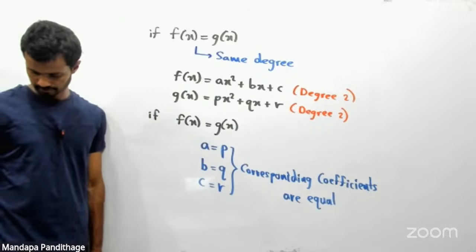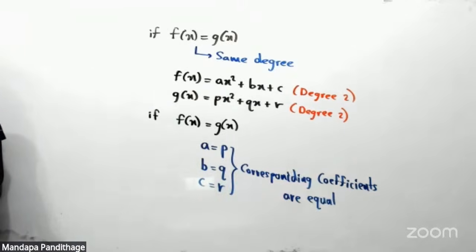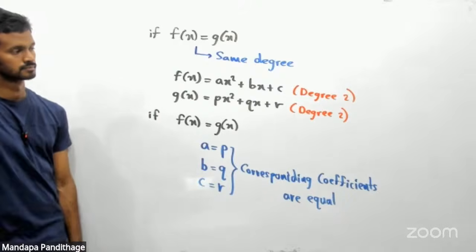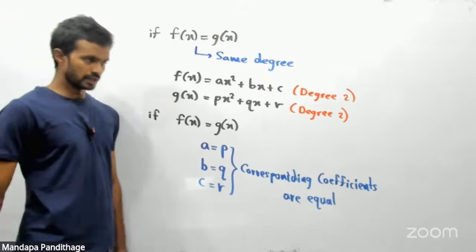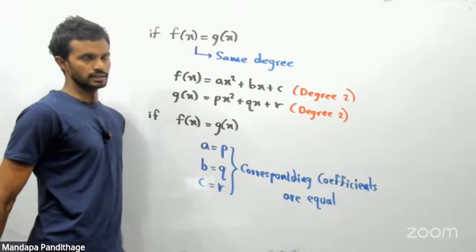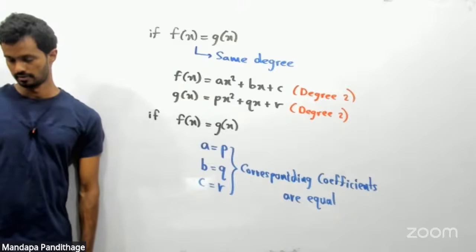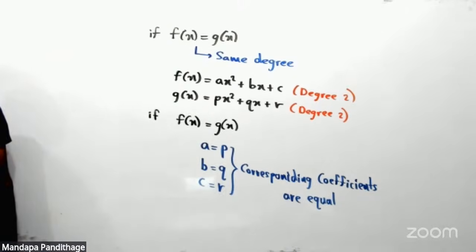First one, the degrees of the polynomials should be equal.